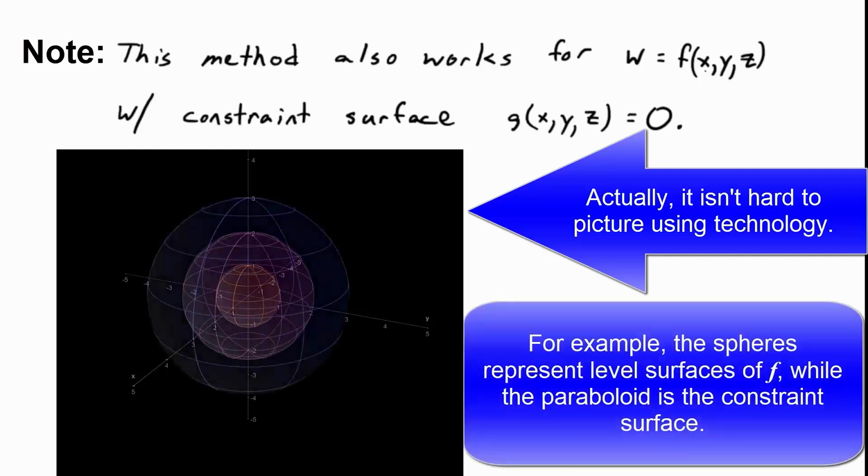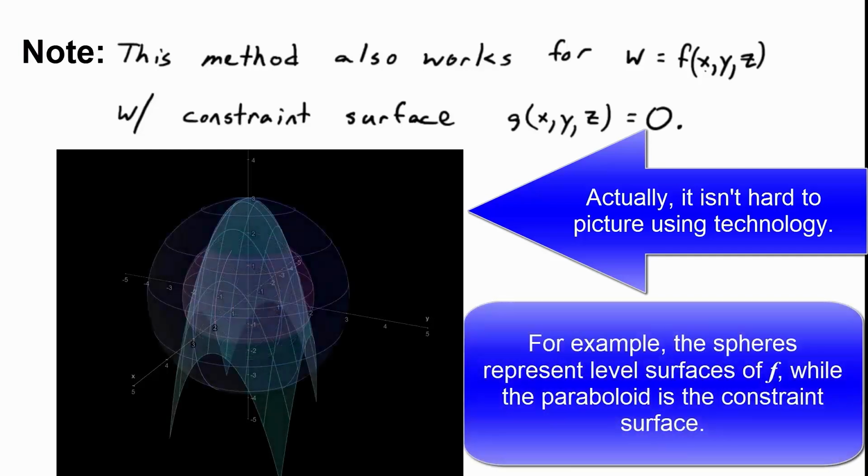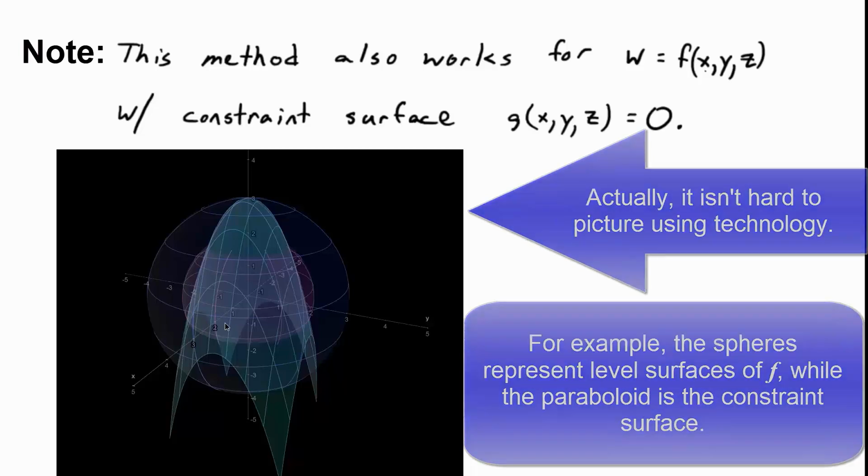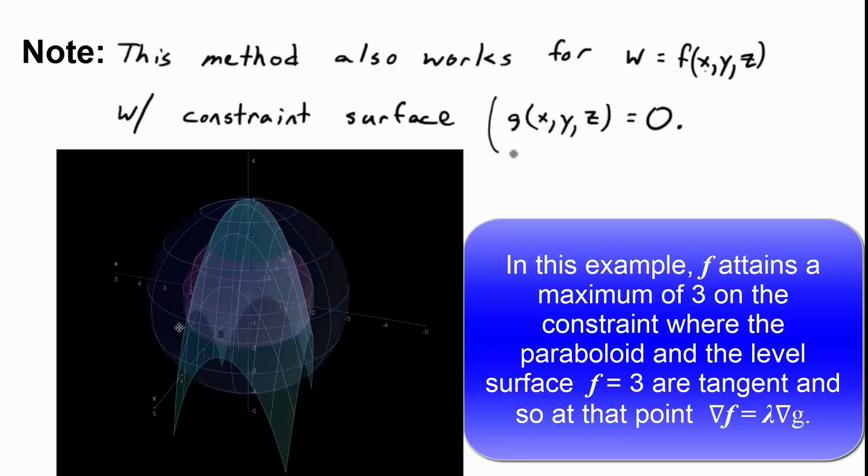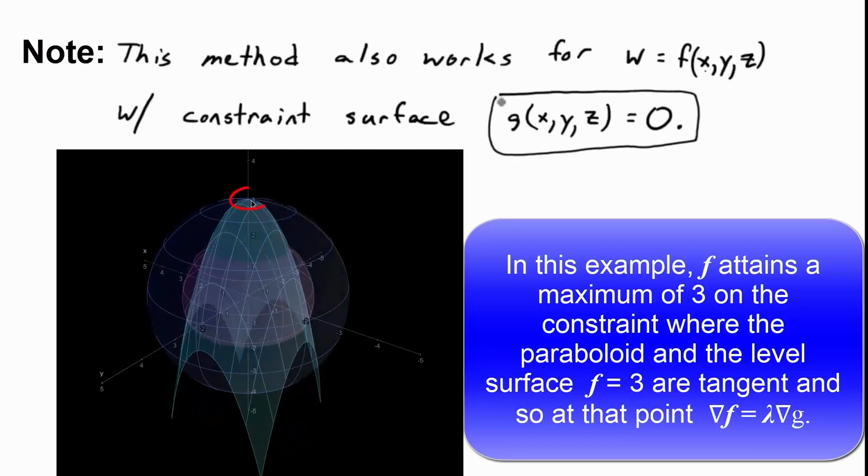So let's suppose you have w equals f of x, y, z, and the constraint is not a curve anymore, but a surface. It's still going to turn out to be true that del f is equal to lambda del g. And we're going to use that to solve the next problem.